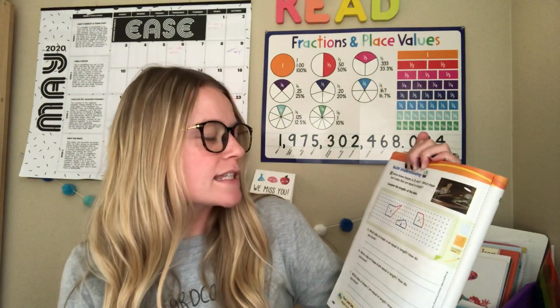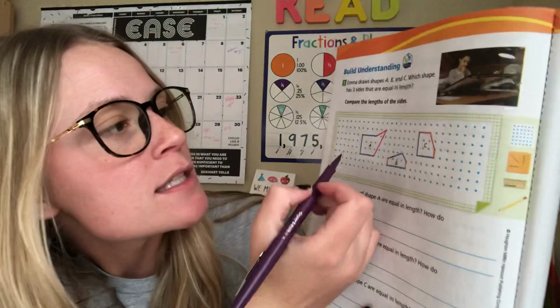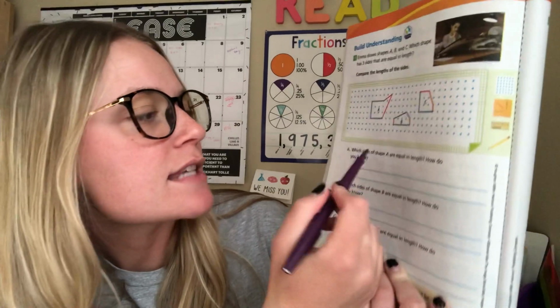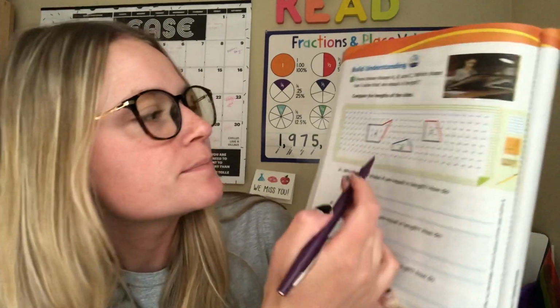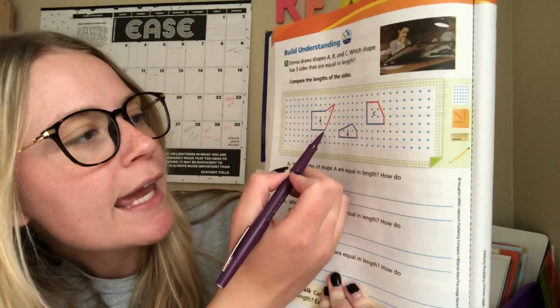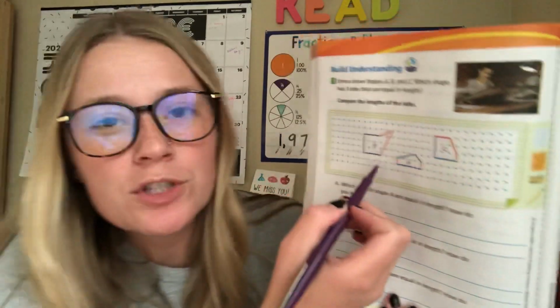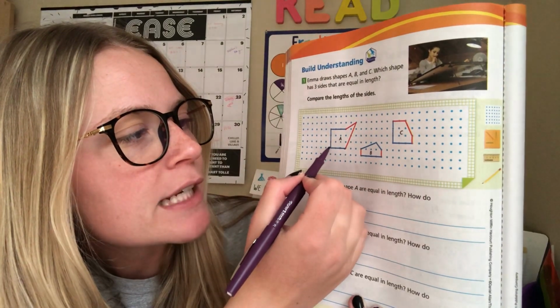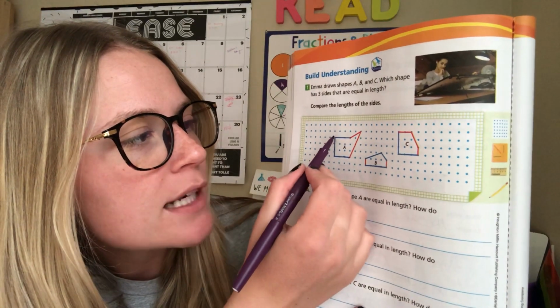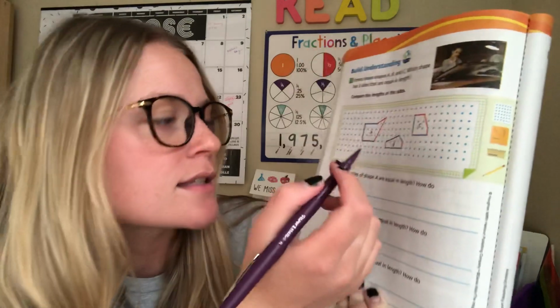The next page says, Emma draws shapes A, B, and C. Which shape has 3 sides that are equal in length? So compare the lengths of the sides. Which sides of shape A are equal in length? How do you know? So we would count the dots, right? Or we would use a ruler to measure. So this one is 1, 2, 3 dots on each side.